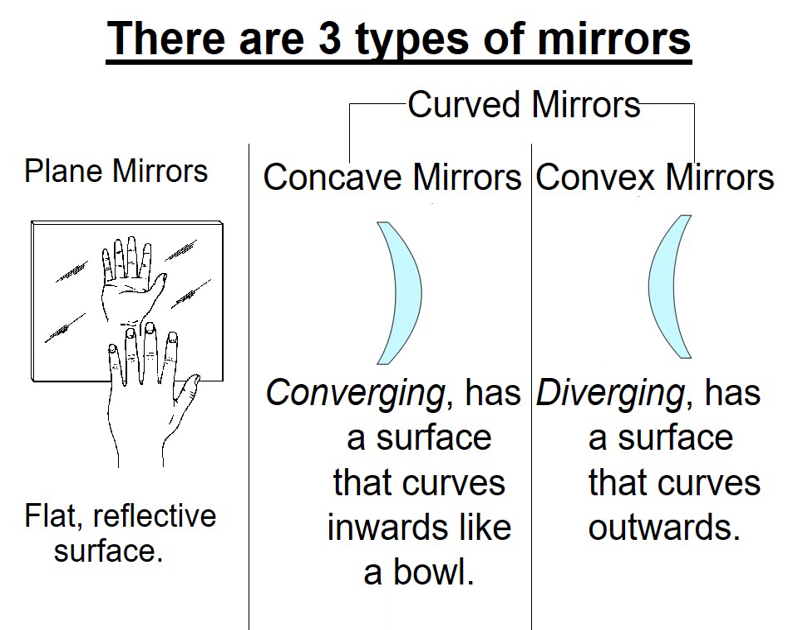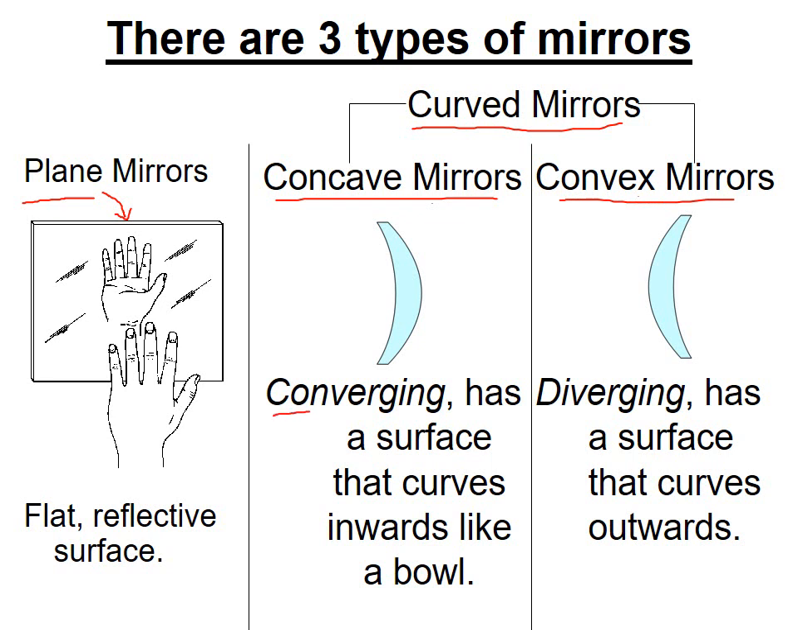Just as a review, you know that there are three types of mirrors. Plane mirrors, which are the flat ones. We've seen how to draw ray diagrams for those. We've also seen some applications of these plane mirrors. There are also curved mirrors, which fall under two main categories, concave mirrors and convex mirrors.